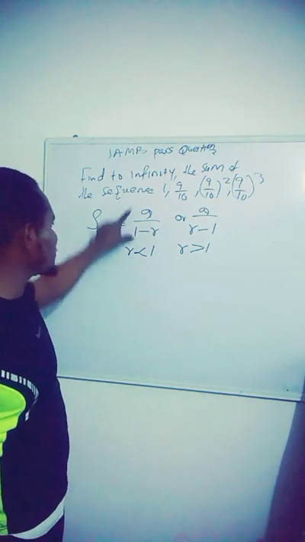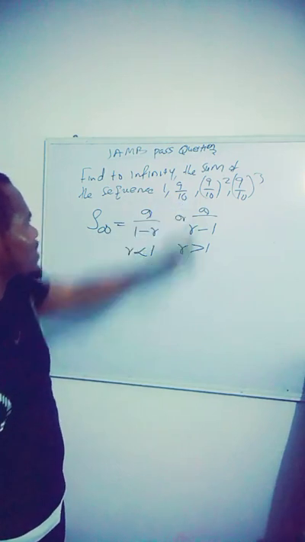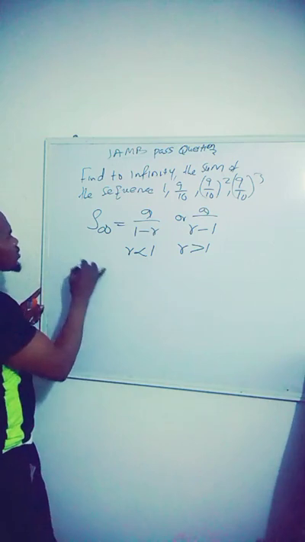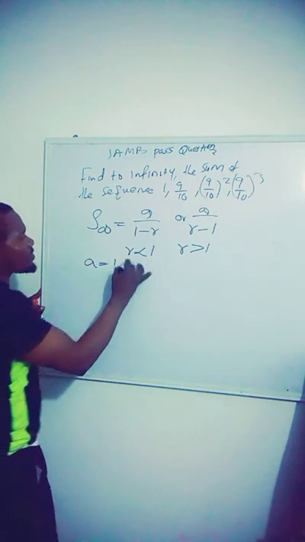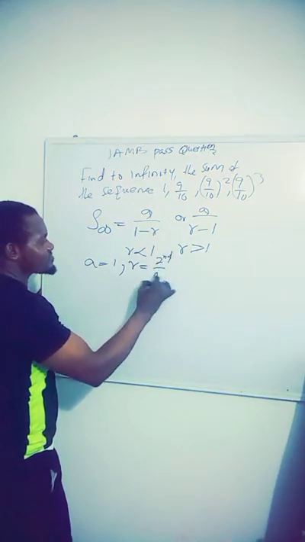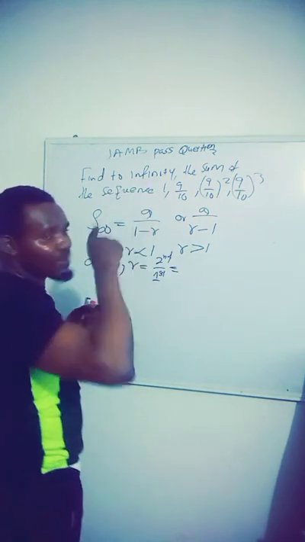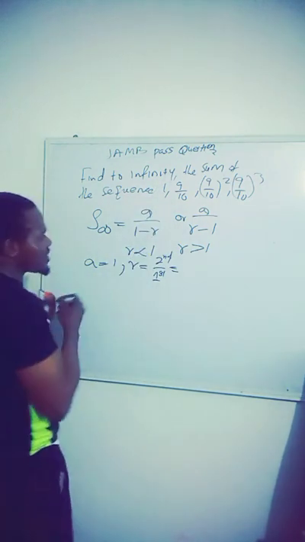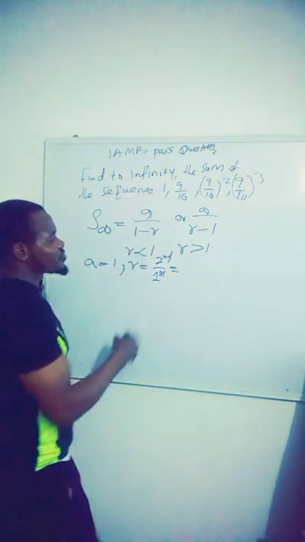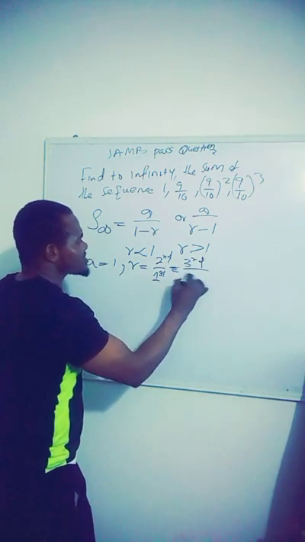So you make use of the first when r is less than 1, and the second when r is greater than 1. We need the first term and the common ratio. Our first term here is 1. The common ratio is the second term over the first term. In arithmetic progression you do subtraction, but in geometric progression, to find the common ratio, you do division. It should be the same as the third term divided by the second term.